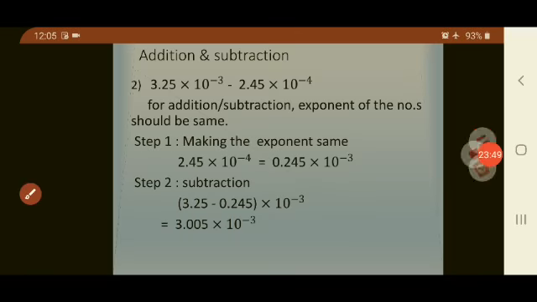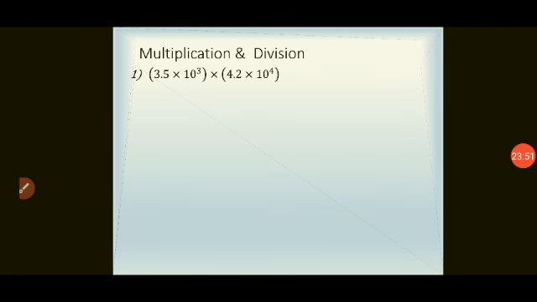Now let us see the next example, which is multiplication. 3.5 into 10 to the power 3 multiplied by 4.2 into 10 to the power 4. Now in multiplication and division, the rule is a little bit different. Whatever exponents are given, we have to collect them together and add them. If the base is same, we can add the exponents. This rule is applied.